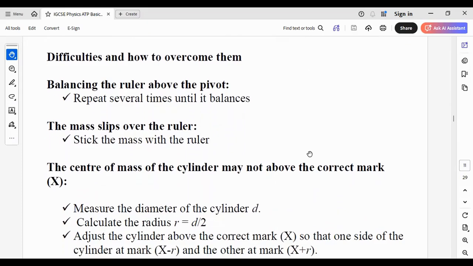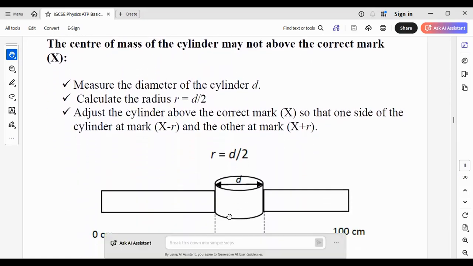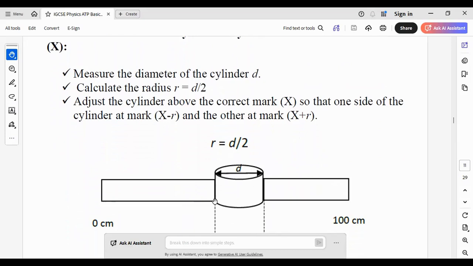Exactly, that's the point. Measure the diameter of the cylinder. Calculate the radius. Adjust the cylinder above the correct mark so that on the side of the cylinder, you mark x minus r and x plus r. For example, mark the center. Take the radius, or you can mark it here exactly. So take the reading and take x minus r and x plus r and find those points here. For example, the points are 74 and 70. So take these points, 74 and 70, so it will be exactly at 72. Right?